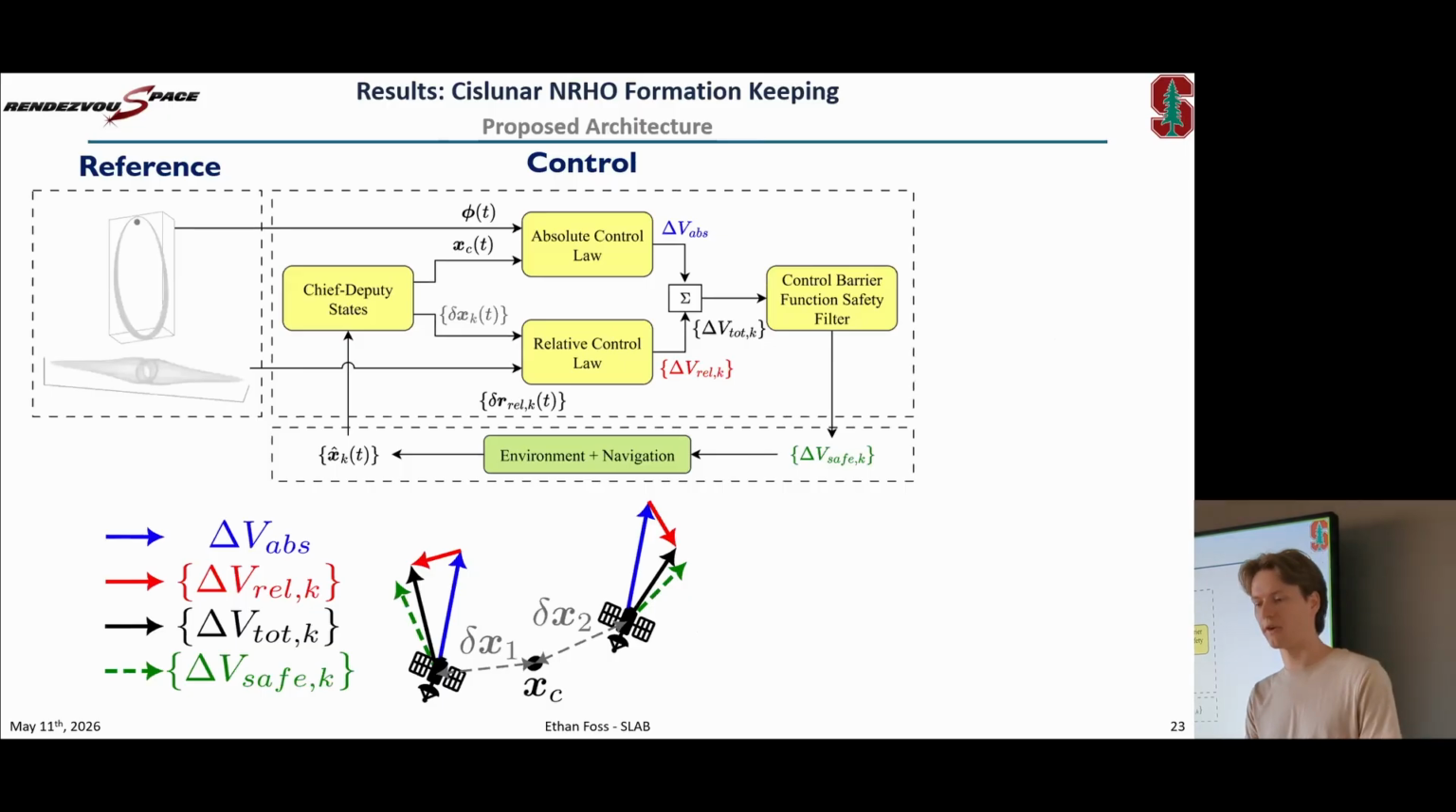And in terms of our architecture, basically we can leverage these reference trajectories that we generate into a control architecture which completely decouples absolute and relative orbit control. The way we achieve this is by converting the states of the formation into an absolute and relative state, and simply summing together the control that is outputted in an absolute and relative sense.